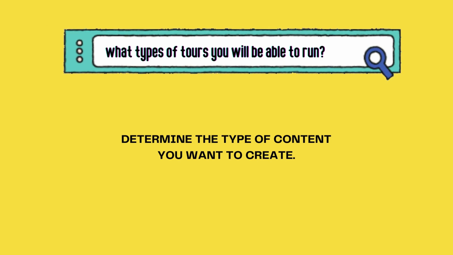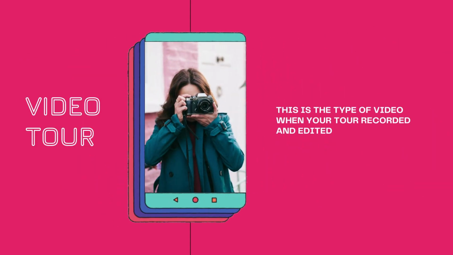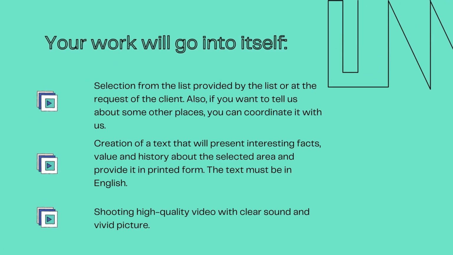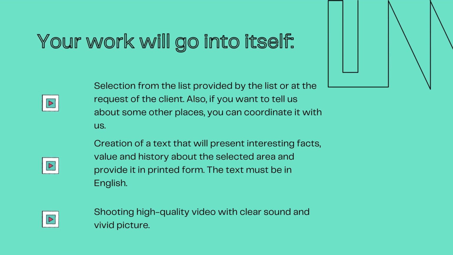Before we start, I would like to remind you what type of tours you can conduct in our company. The first, and in my opinion, the easiest format is video tours. You make a video, collect the information, and send it to us. Whether you do the voice or the editing is up to you, or you can leave it to us. The order of actions before you make the video you can see on the screen.